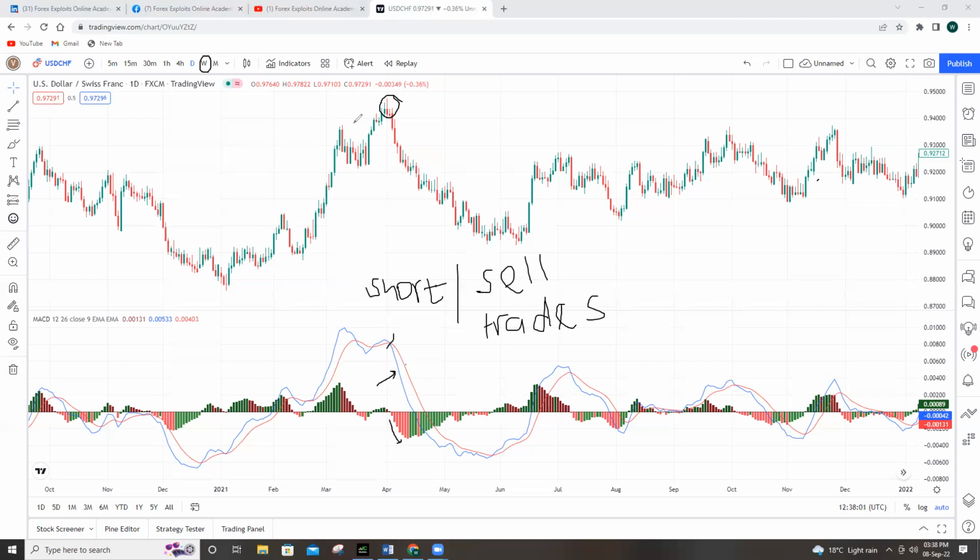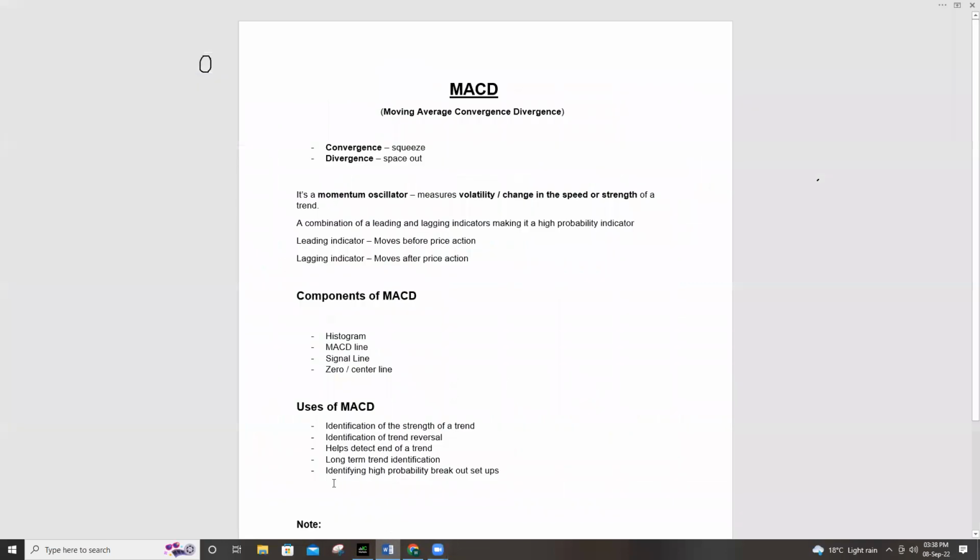Very, very important. Do not forget that the crossover must have divergence. If it's just a crossover with no divergence, then those rules will not apply. And of course, you'll be stopped out and you end up saying that MACD does not work, which would not be really true. Then we have the final one, which is identification of high probability breakout setups.